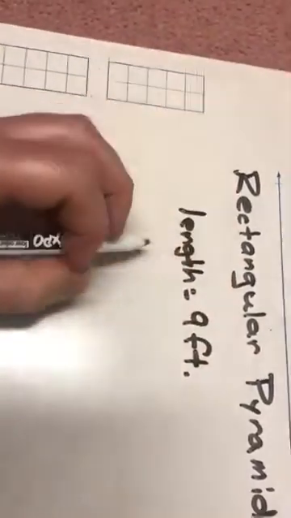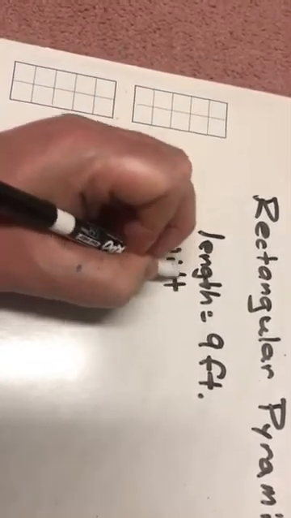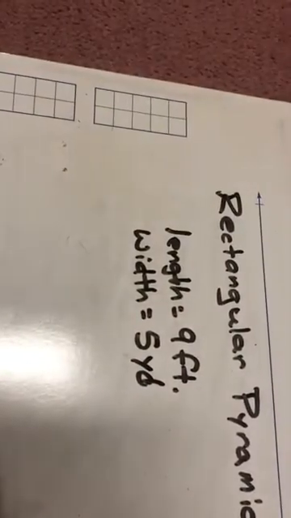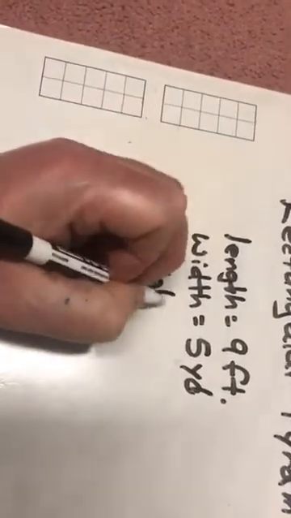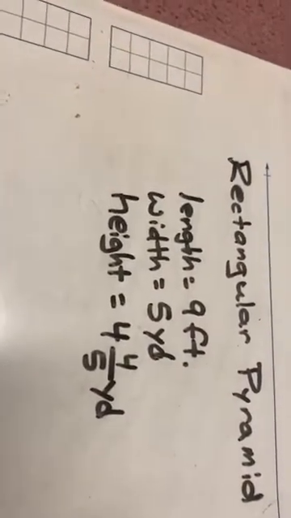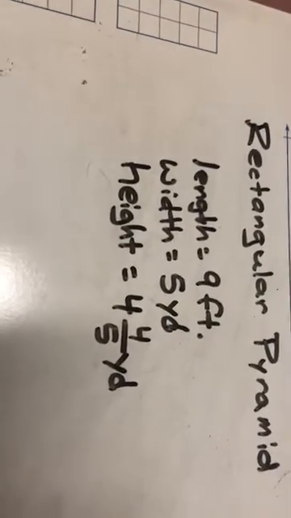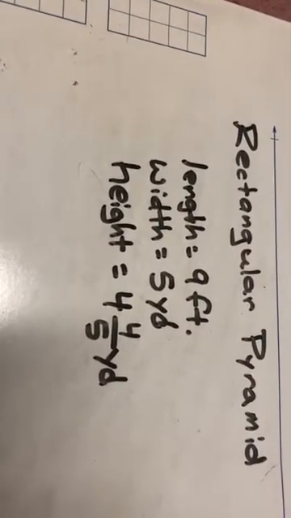of 9 feet and I've got a width of 5 yards. All right, and I've got a height of 4 4/5 yards. All right, well, if we were really in a rush and not really thinking about what we were doing and reading what was happening, we might just go and do 9 times 5 and say, well, the area of the rectangle is 45.